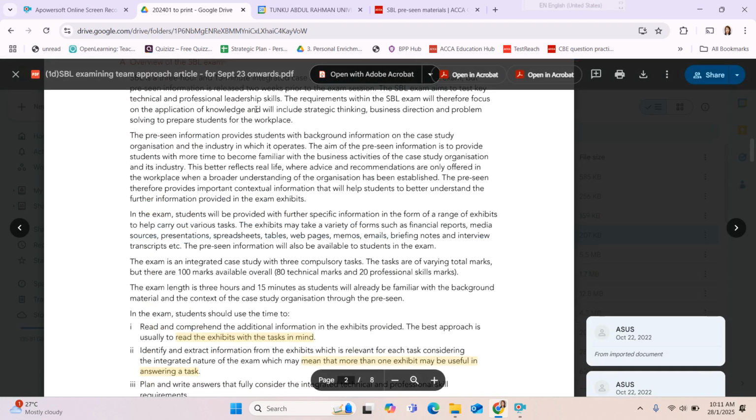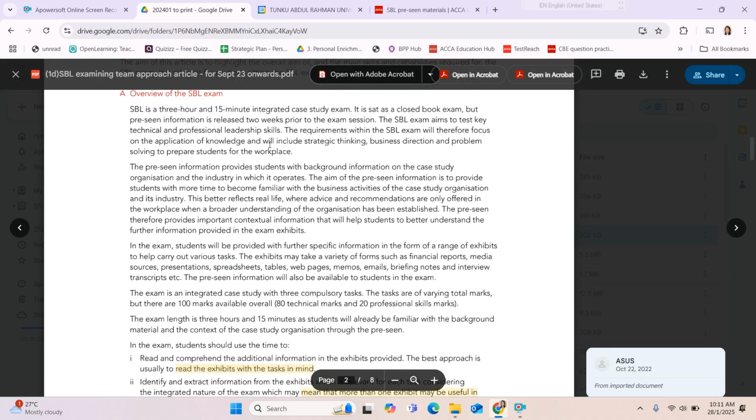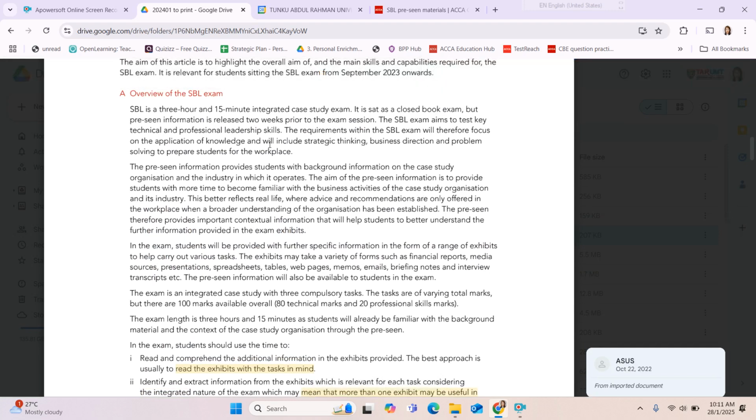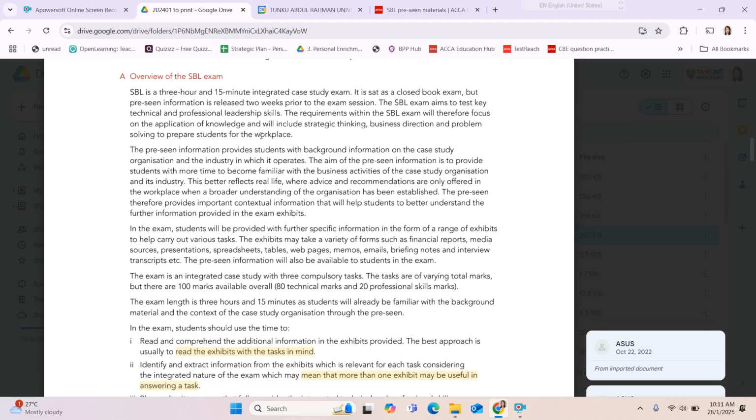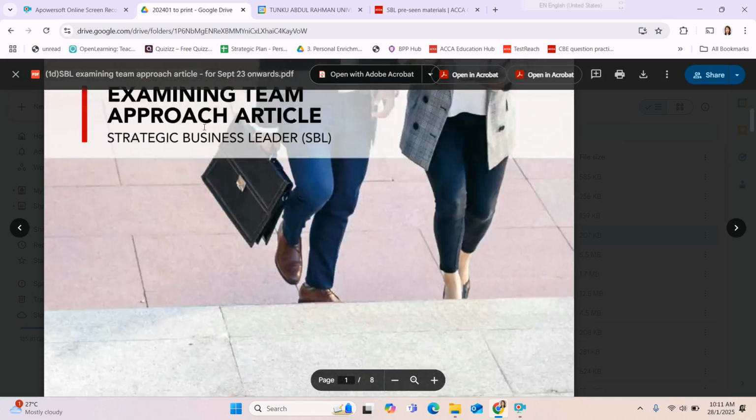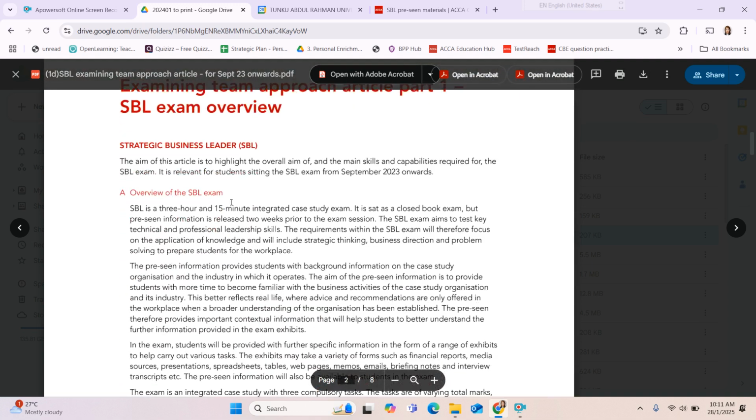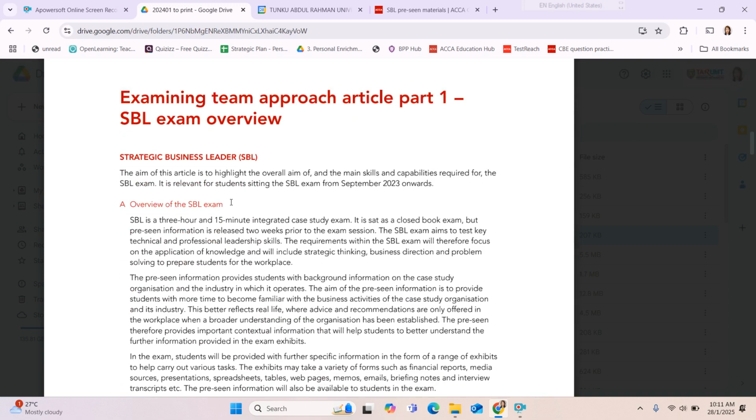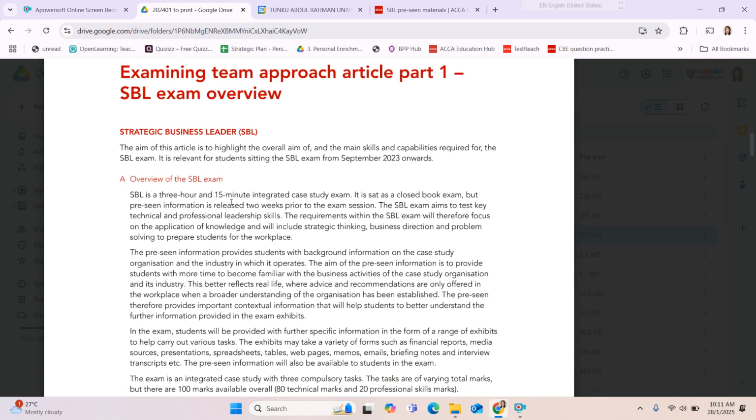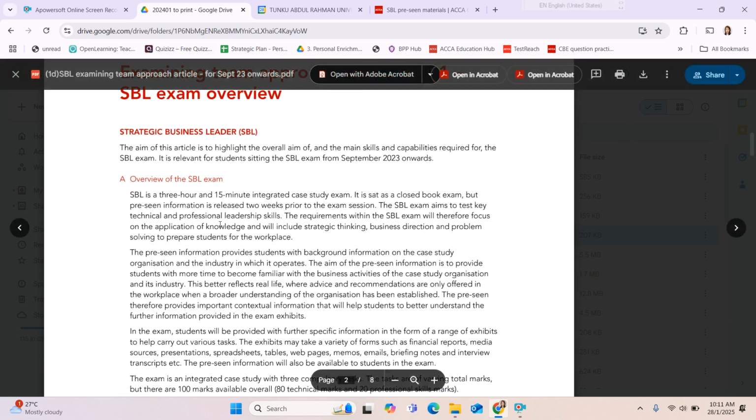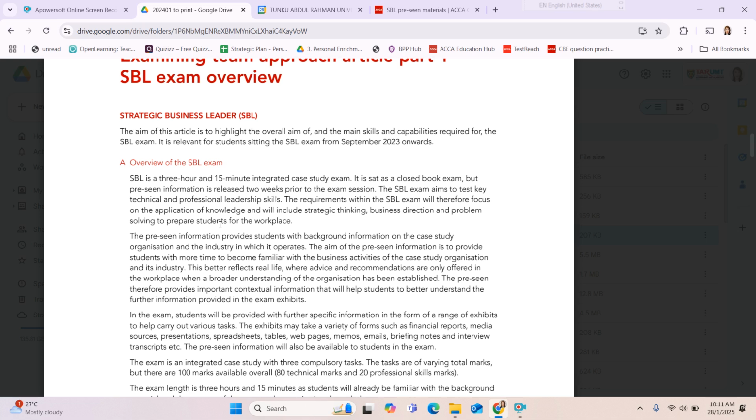Overview of the SBL exam. Now, you can download the article. For those who join my class, I already shared with you, whether hard copy or soft copy. For those who would like to download, you can search examining team approach articles for SBL, and you will be able to download one copy. It is available on the website. So you have to read through. I will do some highlights only.